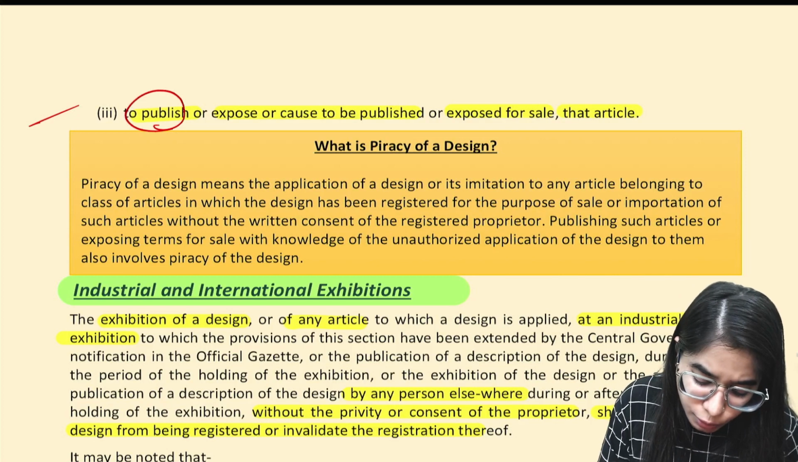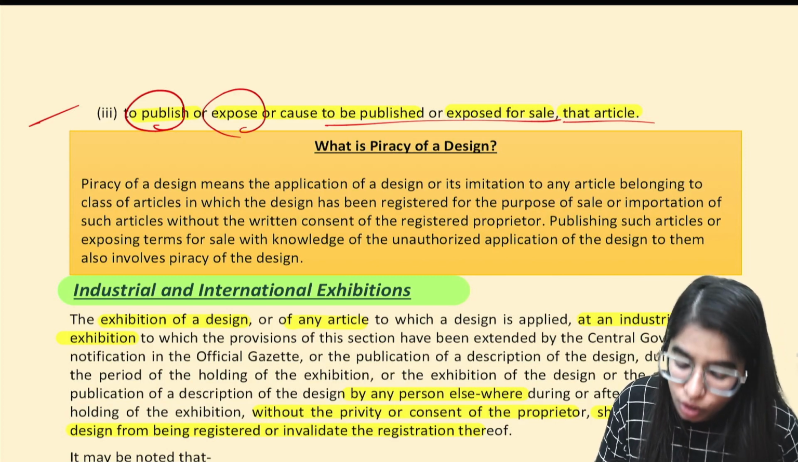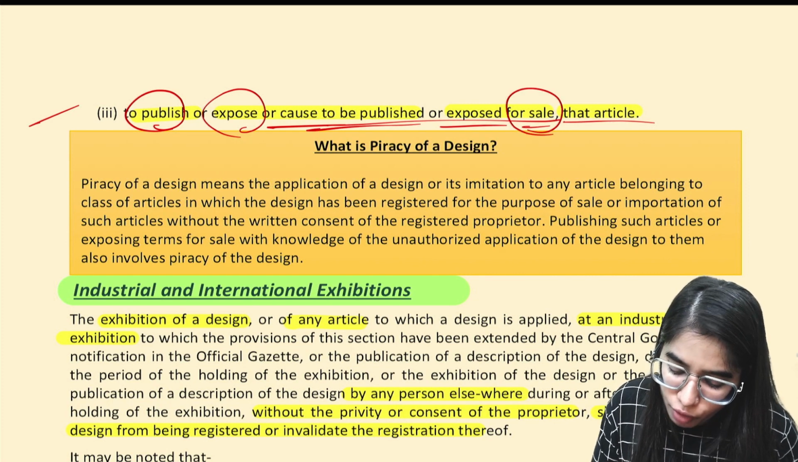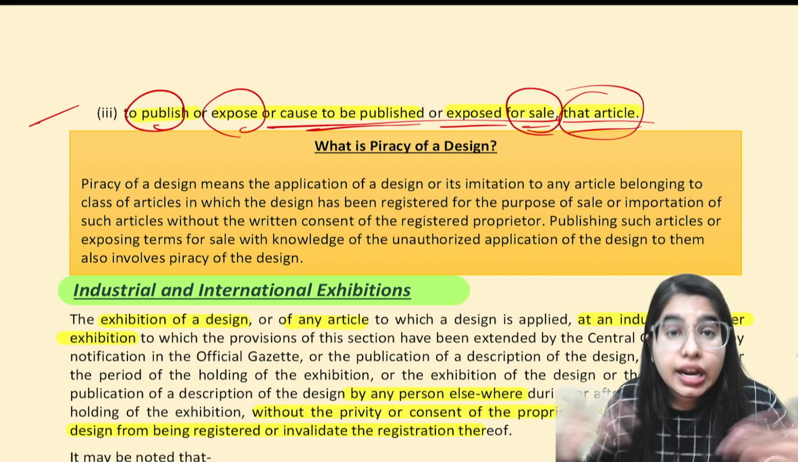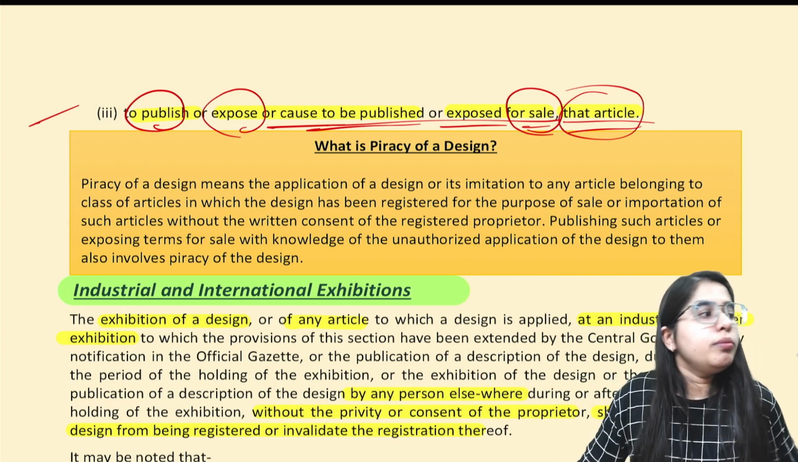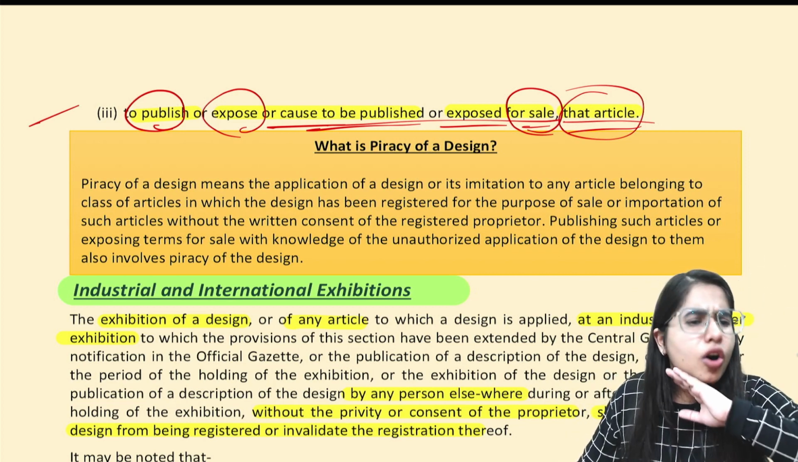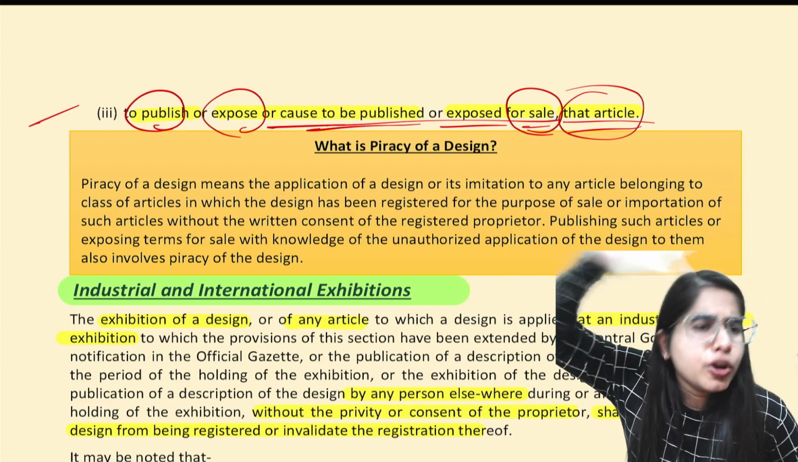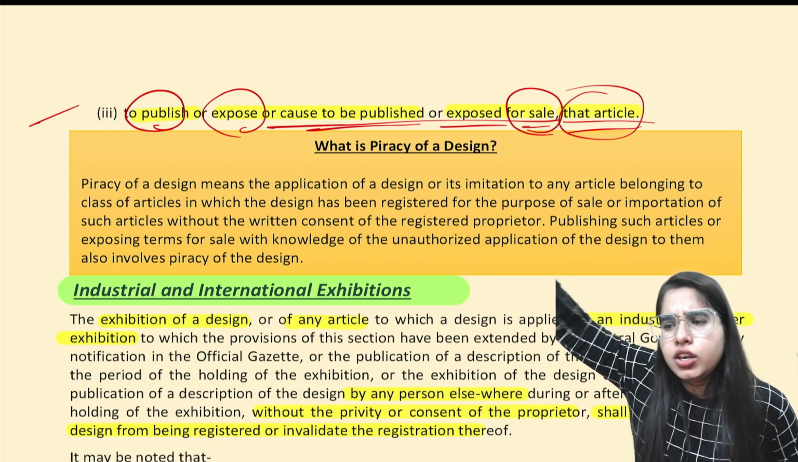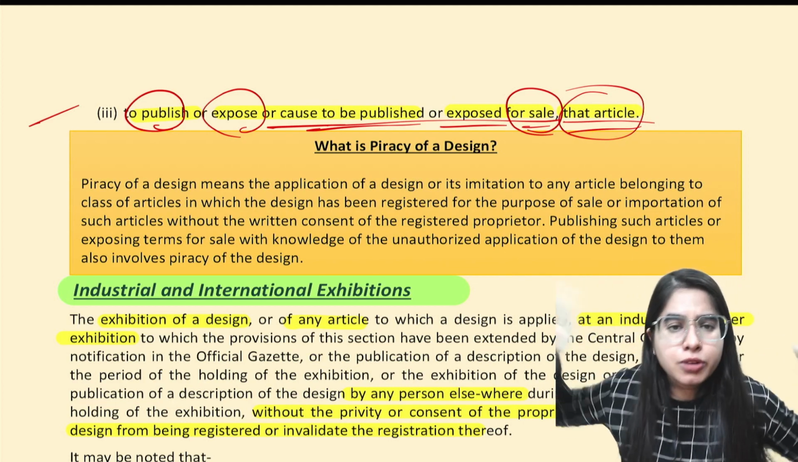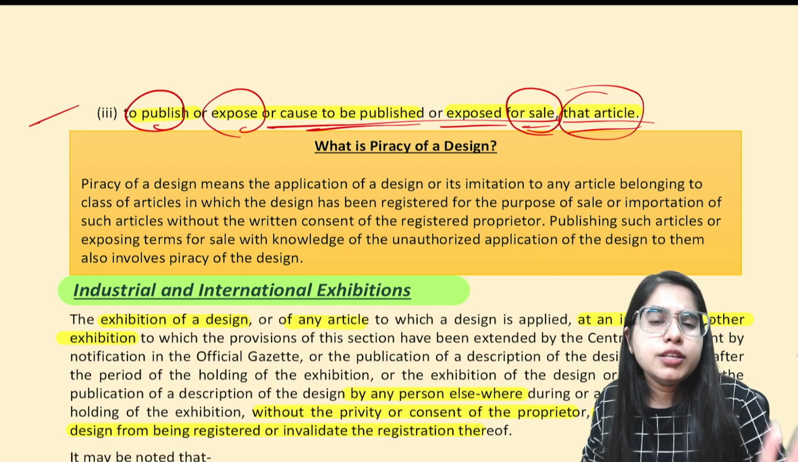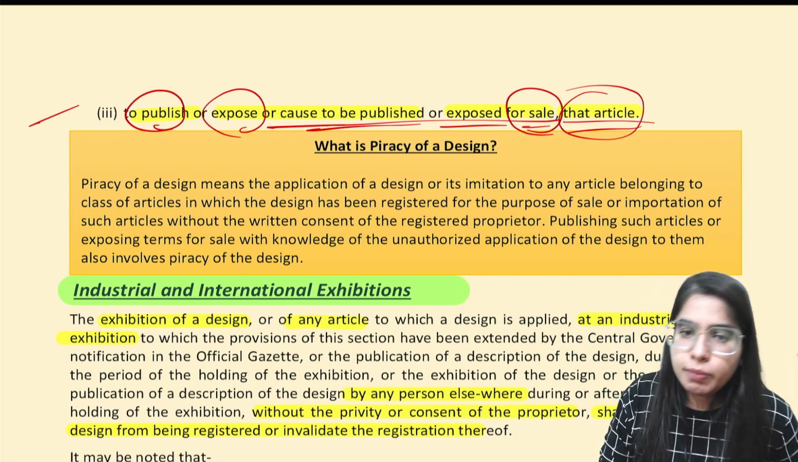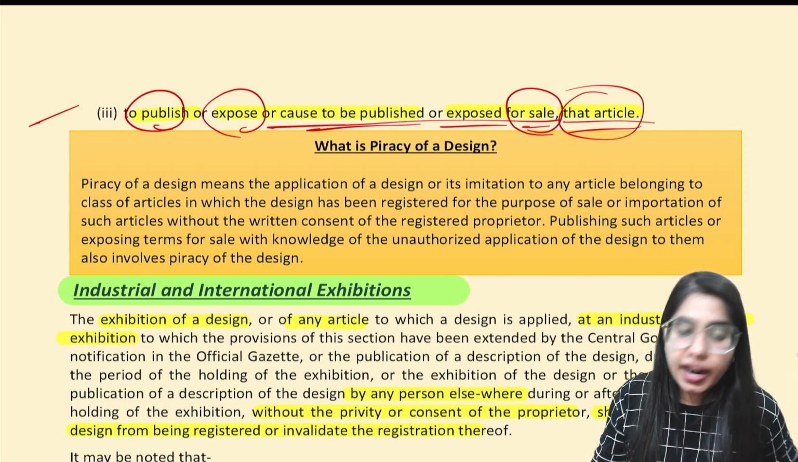Third, to publish or expose for, or cause to be published or exposed for sale, that article. You are publishing that article for sale. Let's say you made a website, and in that website all duplicate products are there, the same copy of Louis Vuitton, the same copy of Gucci. All the duplicate copied products you are publishing for the purpose of sale. That is also called piracy of registered design, that is, to publish or expose or cause to be published for the purpose of sale that article.